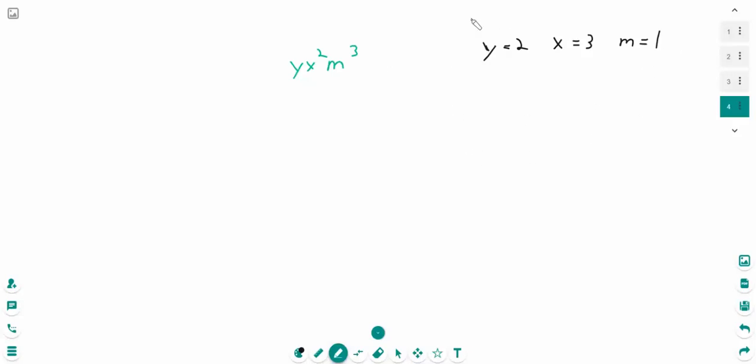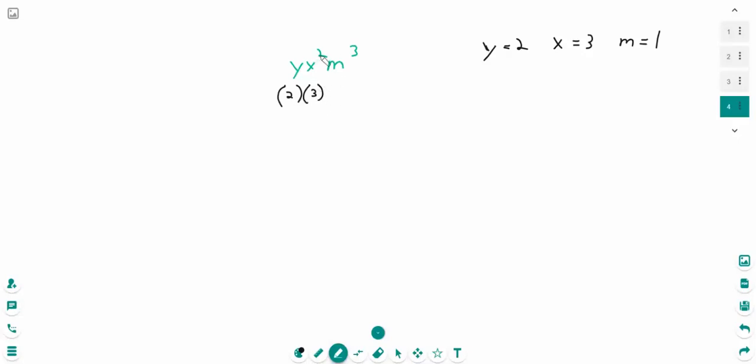All right. So if we're evaluating this, we really don't do anything differently than what you've already done. So we're going to take that y and ask ourselves, what is it? It's a 2. We're going to set up a set of parentheses for that and plug in a 2. Then we have an x. Well, our x is a 3. We're going to set up a set of parentheses, plug in the 3.